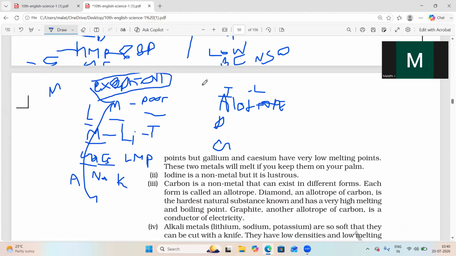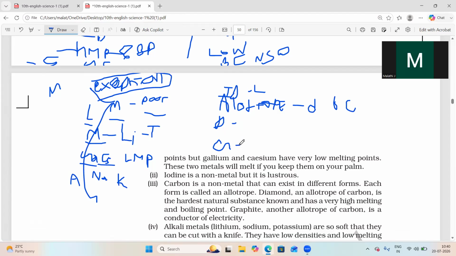So if you come to non-metals, non-metals are lustrous, we know that. If you observe iodine, it is shiny, it has a shiny surface, but it is a non-metal. Then allotropes of carbon. Allotrope means different forms of carbon. One is diamond and one is graphite.